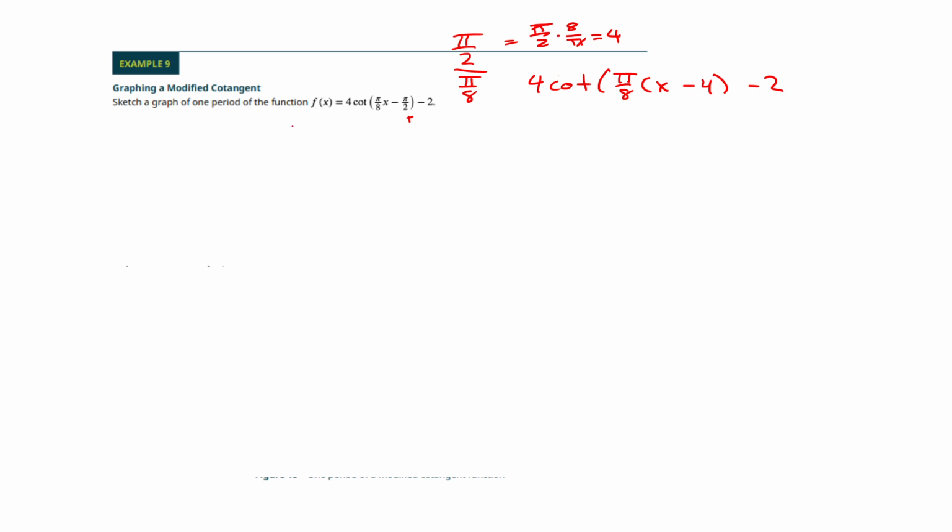Okay, now I'm ready to read it. This is a stretch of 4. Our period is going to be pi divided by that pi over 8. It's going to give me 8. I'm not going to write all this out. I've got a horizontal shift to the right of 4. I've got a shift down of 2.